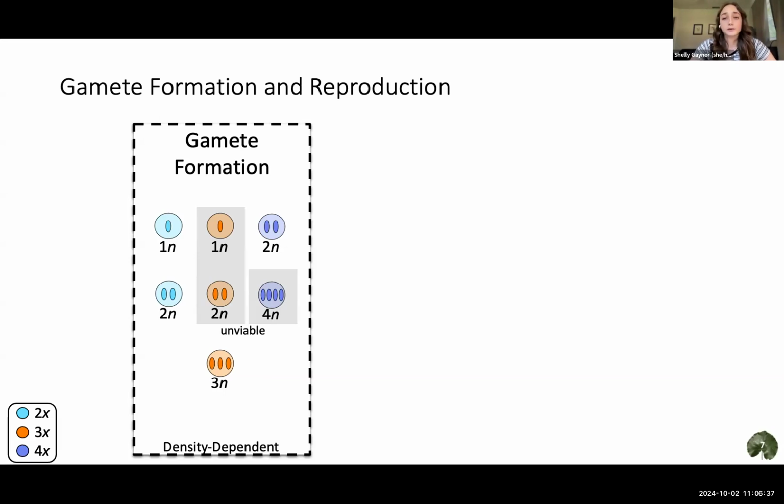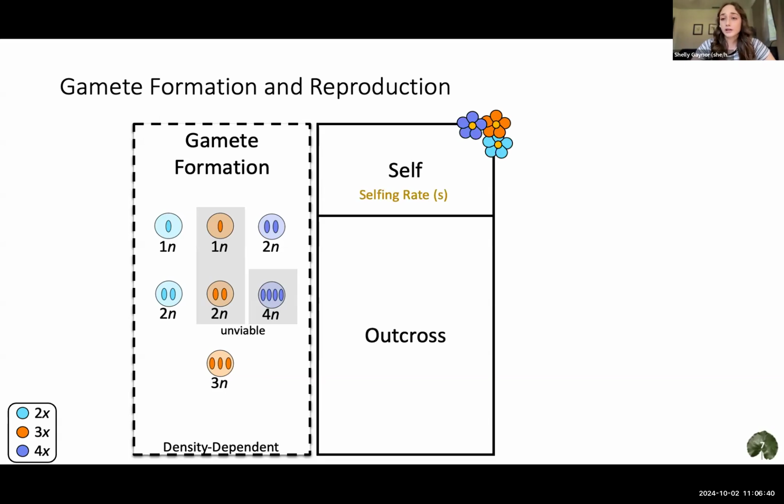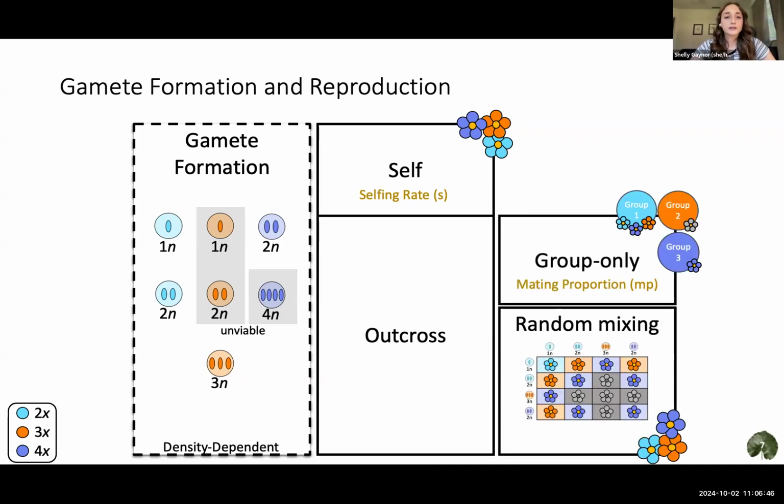Of the gametes formed, a proportion of them can go on to outcross, but based on a selfing rate, a proportion will go on to self. Those that outcross can either have group-based assortative mating based on a mating proportion, so this means that you can only pair with gametes that were created from like cytotypes, or they can randomly mix. And here you might notice we have unviable offspring, and this is anything above a tetraploid.